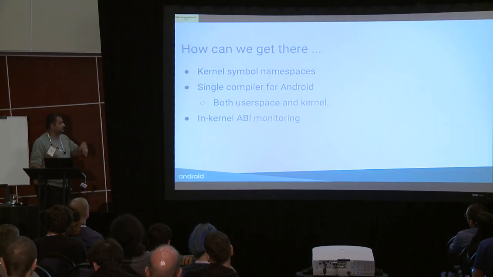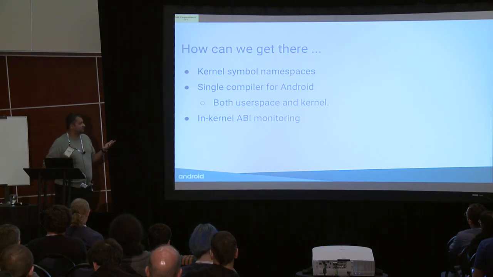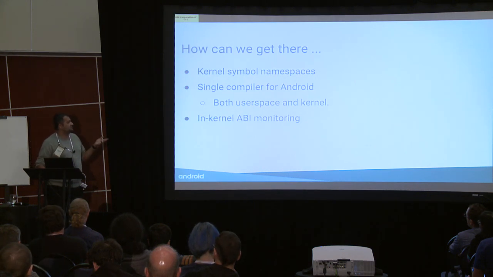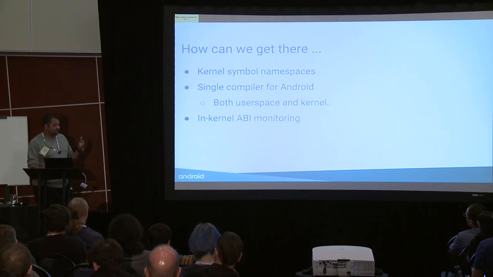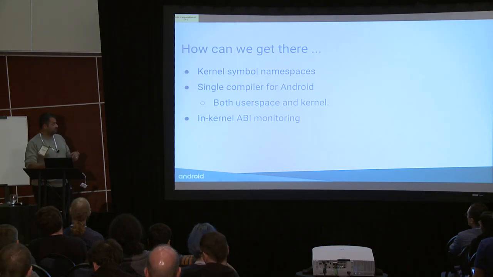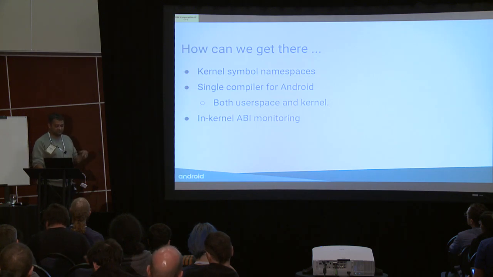Obviously, how do we get there? A whole bunch of things. Kernel symbol namespaces is just something that started showing up on the mailing list as well. This is basically to try and figure out how scattered the internal kernel symbol usage is across subsystems, and also limit it potentially going forward.